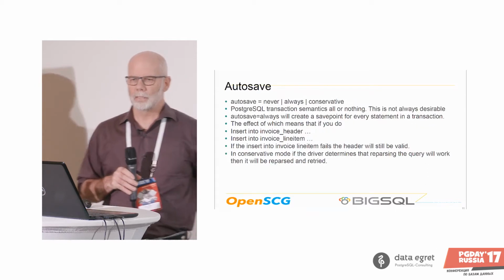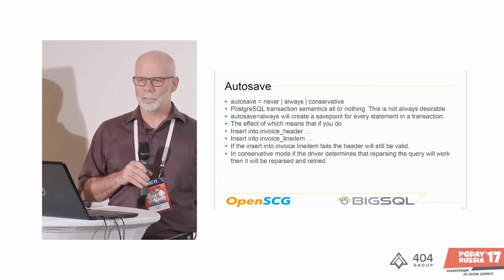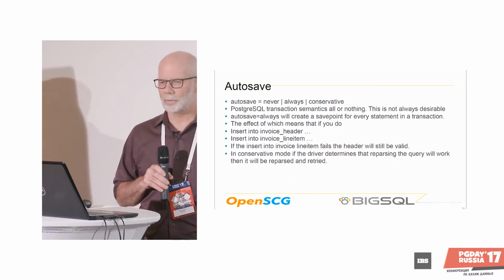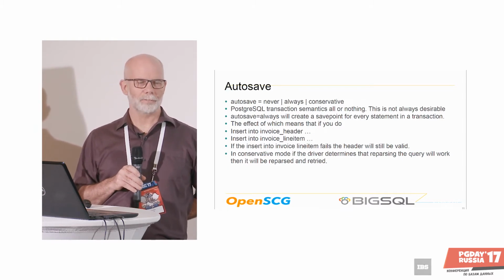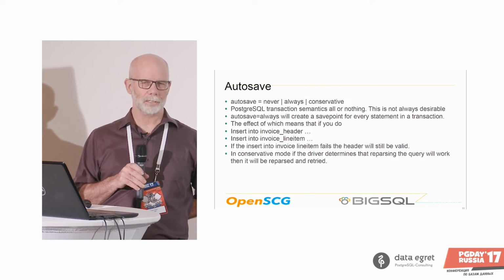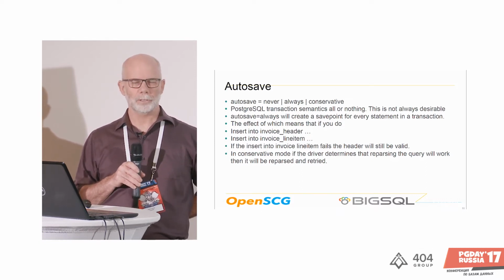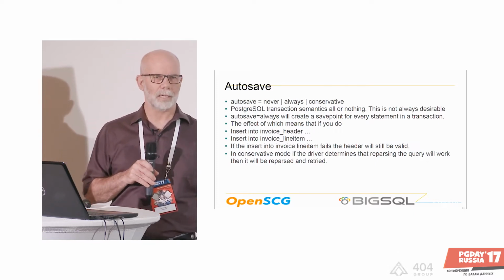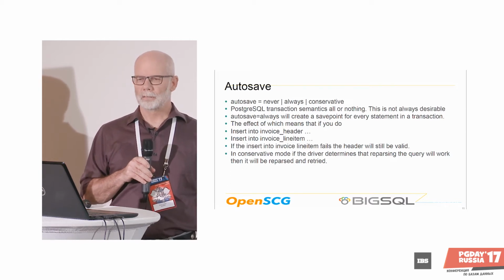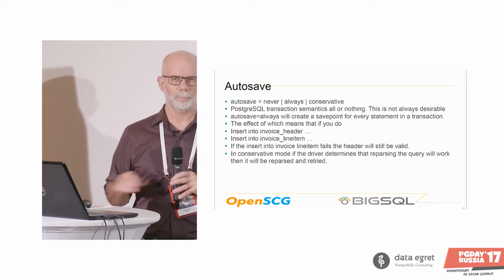The driver also has a connection parameter called autosave. Postgres is somewhat different than a couple of other databases in that the Postgres transaction semantics are all or nothing. So if a transaction fails, the entire transaction rolls back. We had a number of complaints, issues, whatever, on the JDBC mailing list saying that this isn't the way they wanted transactions to work. They wanted to be able to commit something, well, commit two things and have the first one persist.